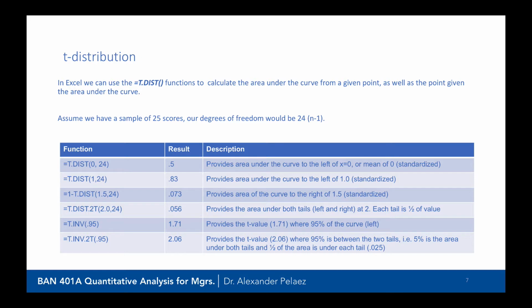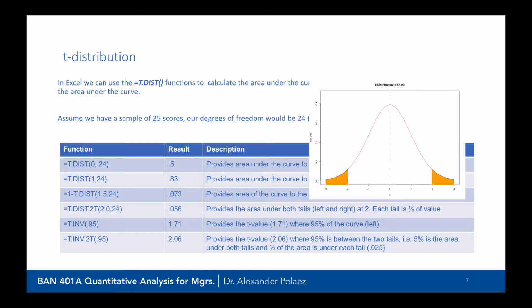Now, we have another function in Excel for the two tails. So we want to know the area under both tails, on the left and the right. When we do T.DIST.2T, for two-tail, 2.0, comma 24, this will give us 0.056, and it will provide the area under both tails, the left and the right, at both 2 and negative 2. So each tail will have 1/2 of that value, and that would be 0.025.